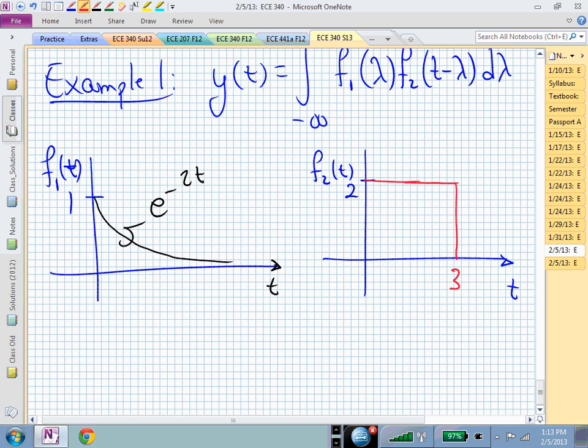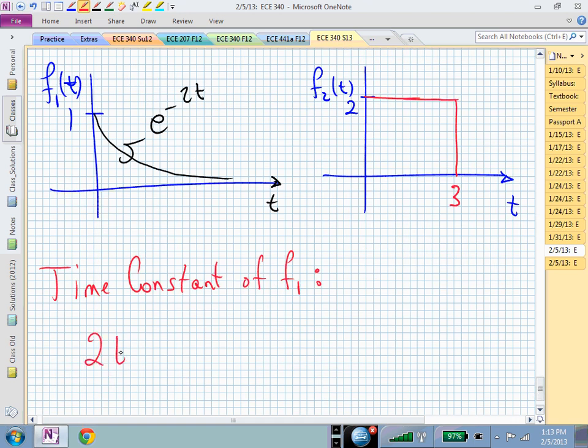Let's now look at the time constant of f sub 1. What is the time constant? Well, that's when the exponential factor is equal to 1. So that's the value of time, t, and we'll say that's equal to tau, when that 2 tau is equal to 1. So it's the value of time when that exponent is equal to 1, or our time constant now is 1/2.